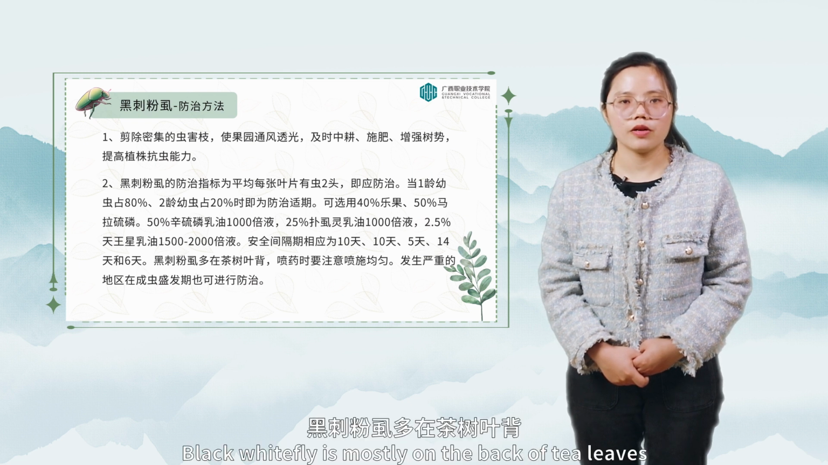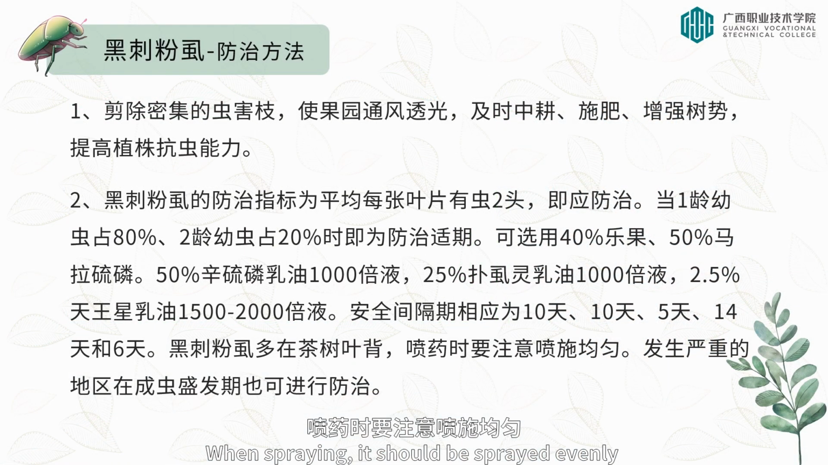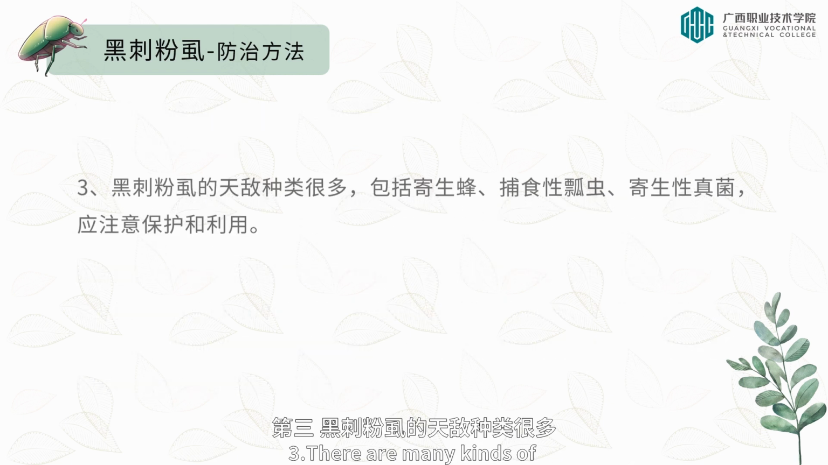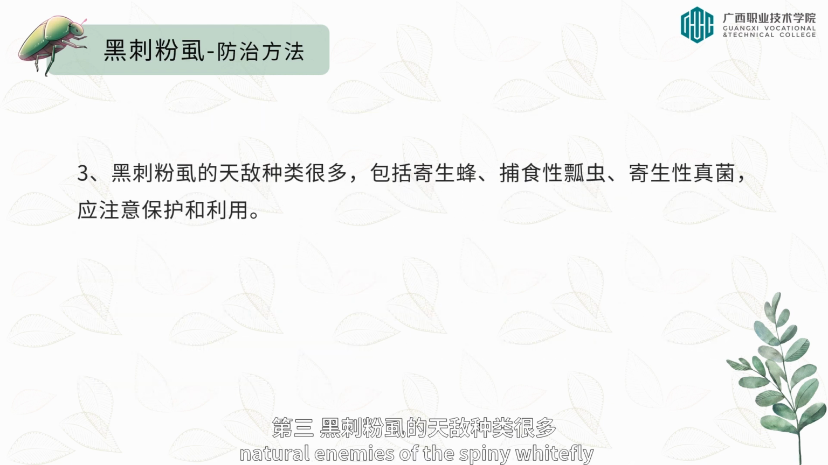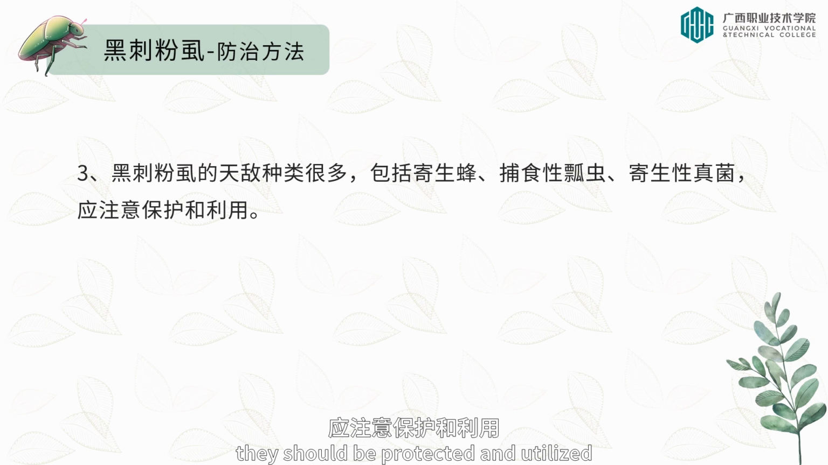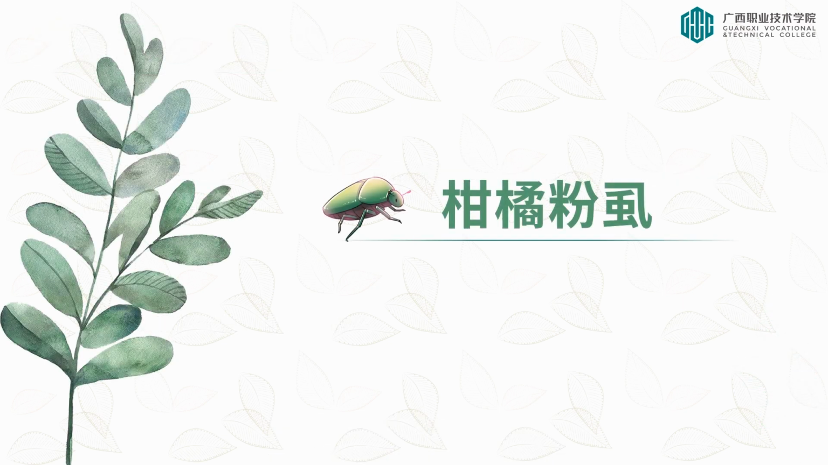Spiny whitefly is mostly on the back of tea leaves. When spraying, it should be sprayed evenly. In the areas where the damage is severe, we can carry out the control in the adult epidemic period. 3. There are many kinds of natural enemies of the spiny whitefly, including parasitic wasps, predatory ladybugs, and parasitic fungi. They should be protected and utilized. 4. Adults have phototaxis and can be trapped and killed by light.